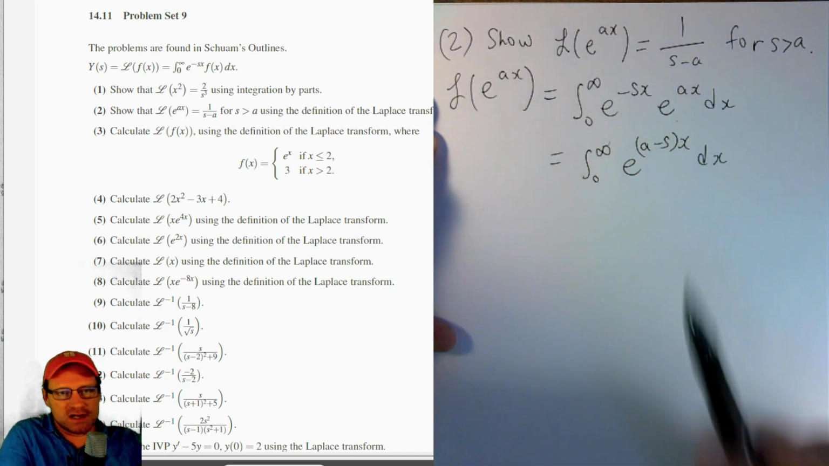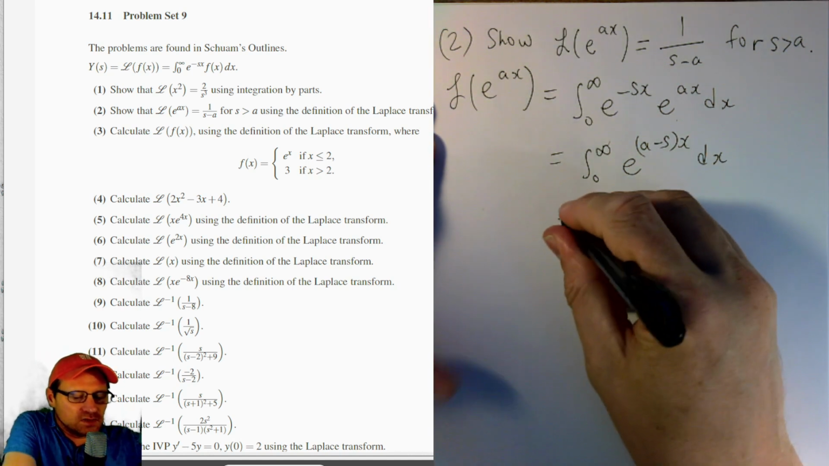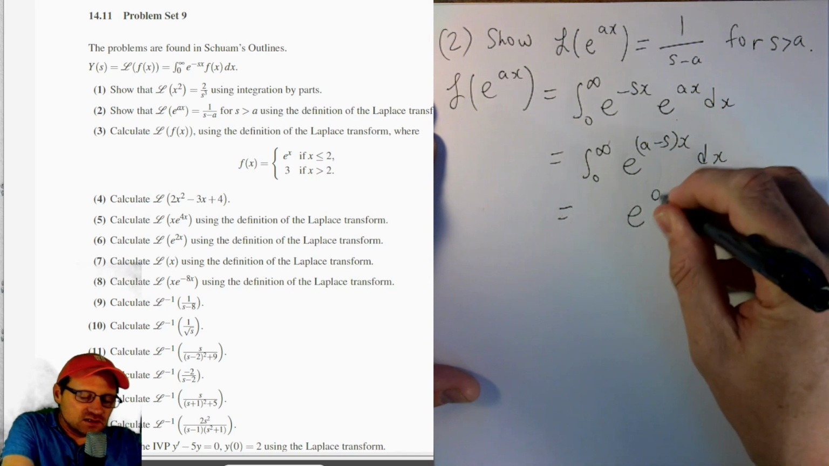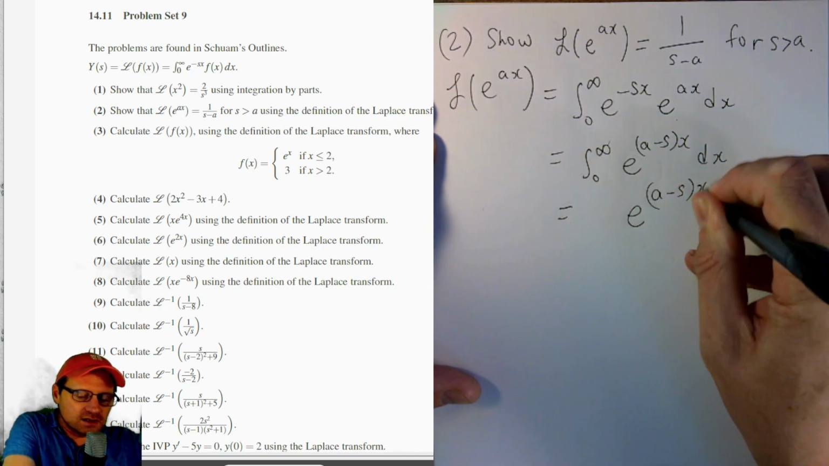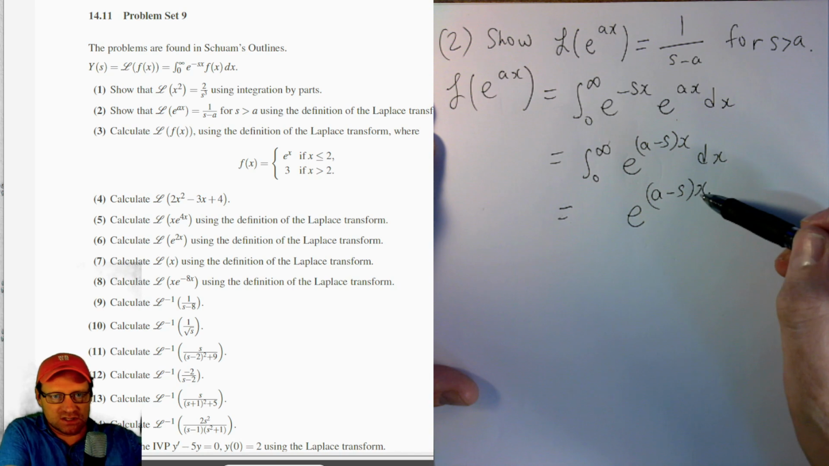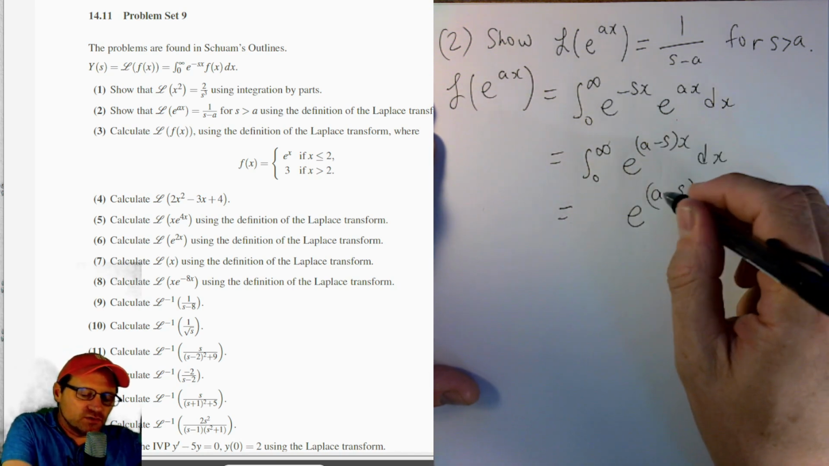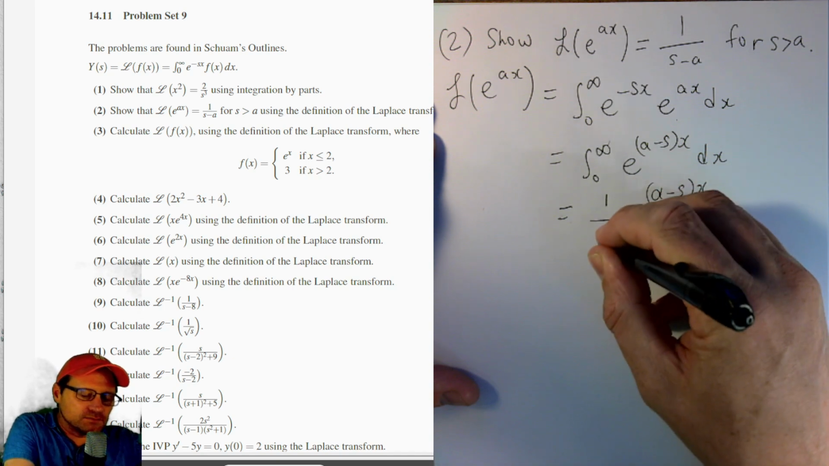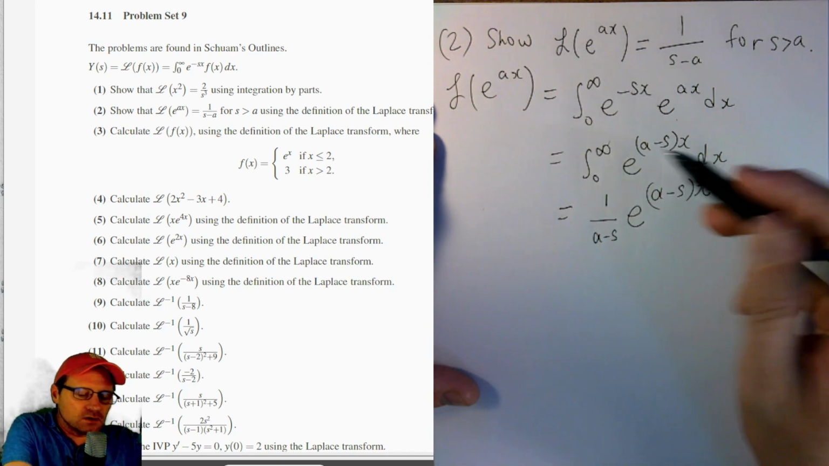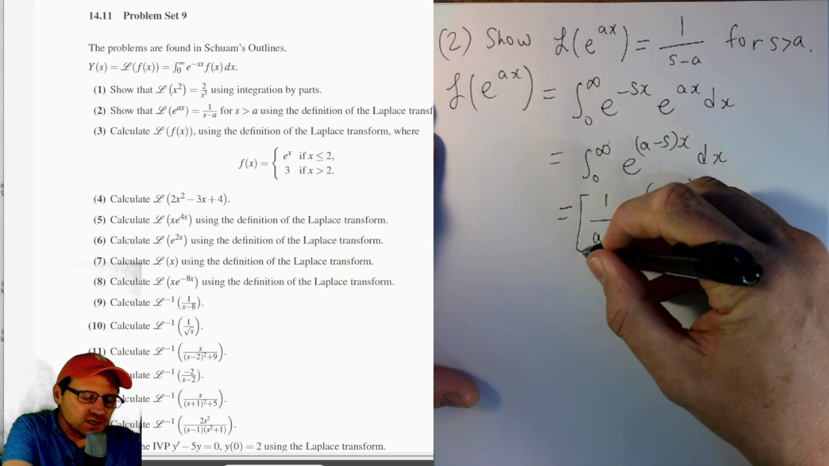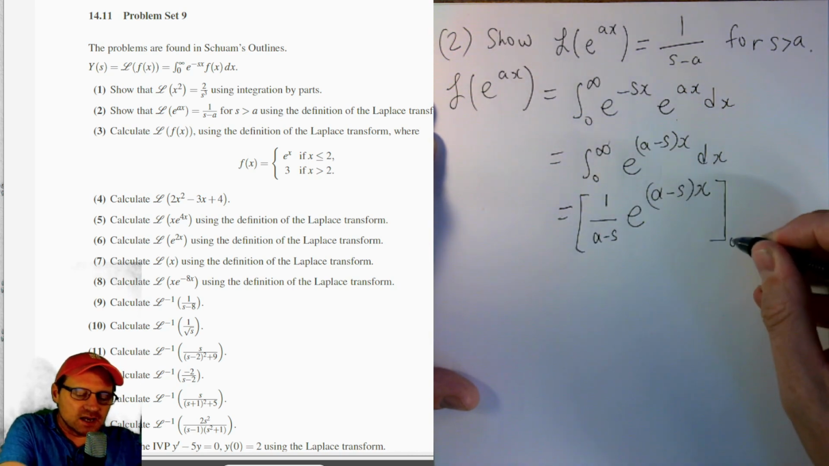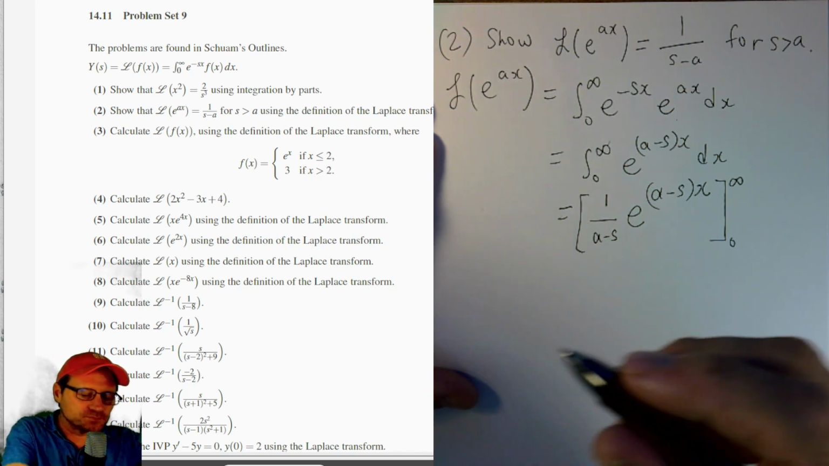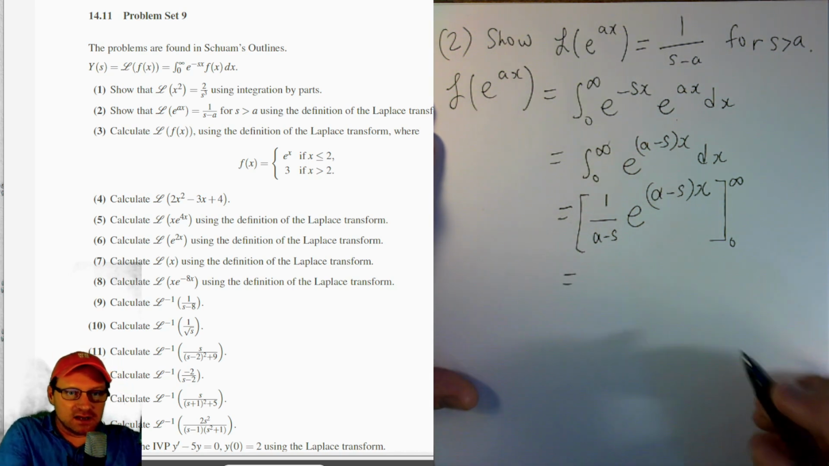We treat the a minus s as a constant in this integral. And so integrating this, we have e to the a minus s brackets times x. But if we were to differentiate this, we would bring down an a minus s. So we need to divide by that here. Okay, this is a definite integral, so we put in our square brackets saying that we are going to take a limit and sub in 0. Okay, so let's do exactly that.